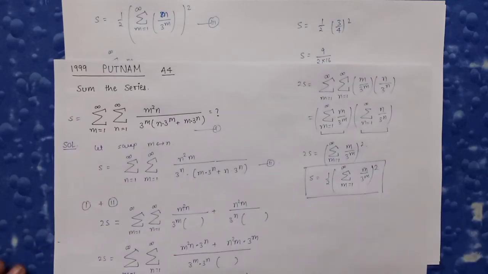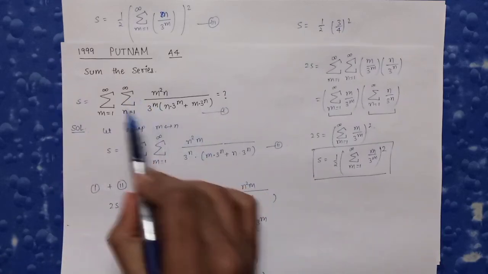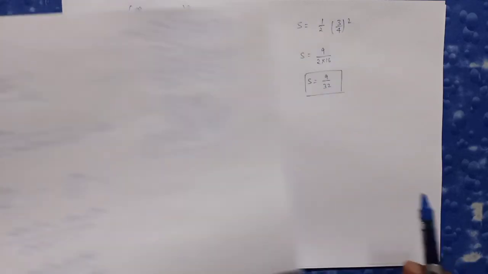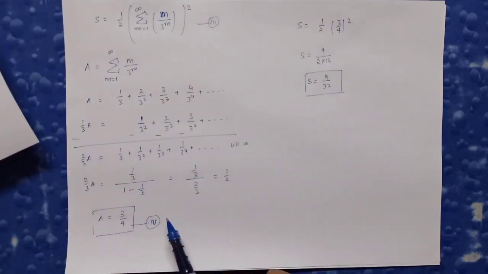We had to evaluate it in two steps: first reducing it to these terms, and then evaluating this sum via this method. I hope you all found this solution very clear.